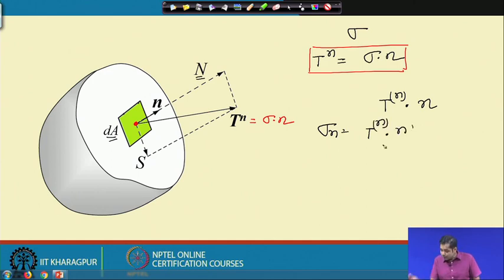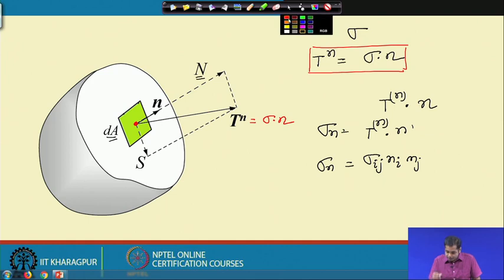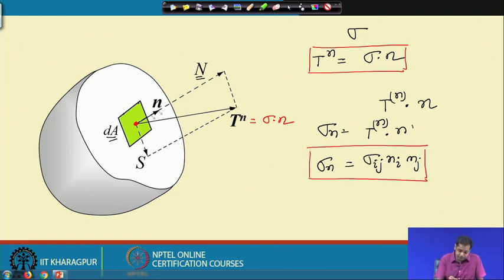Now, if I write it in index form, Tn is equal to sigma ij ni, and then the dot product with nj gives sigma n. So this is the normal stress on this plane. What is the dimension of sigma n? Tn is a first order tensor, n is a first order tensor, and the inner product between two first order tensors gives you a scalar. So sigma n is a scalar. It is just the normal stress on this plane.